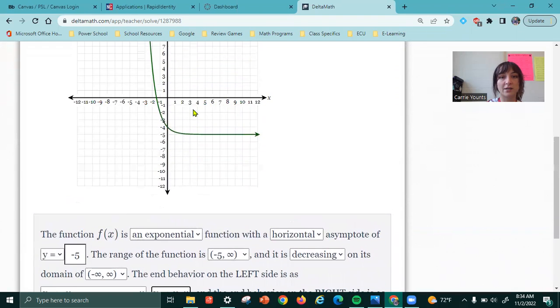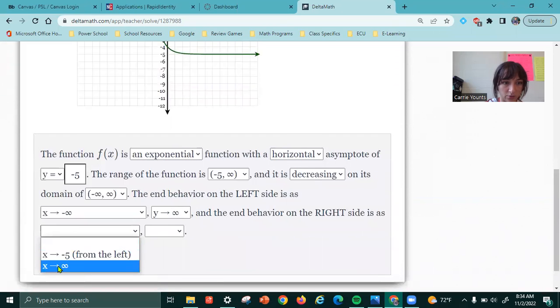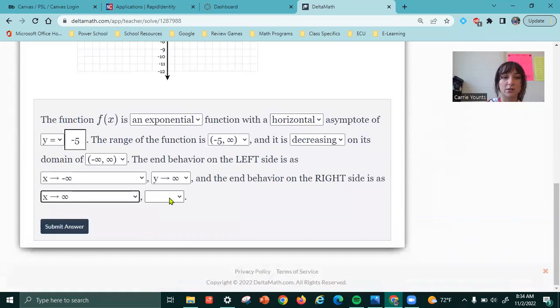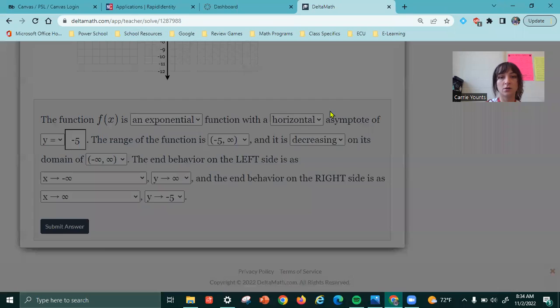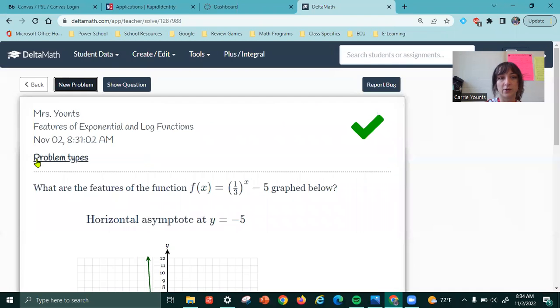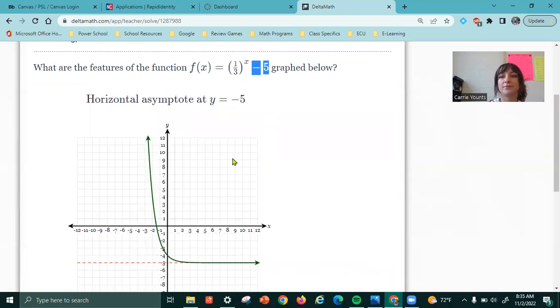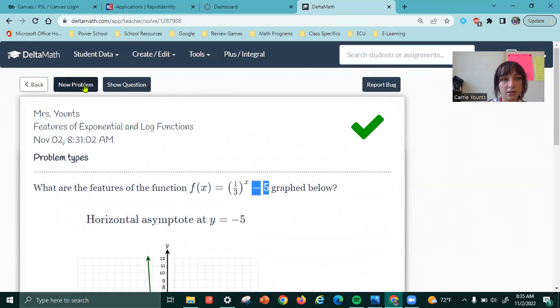And the end behavior on the right, as my x values get really big, my y values are going to approach -5. So they're going to be coming down, and then they kind of level off here at -5 as it goes to the right. All right, let's see how we did. There we go. So the only number that you should be using here is -5. That can help you out with the range of the function and the end behavior. Okay, let's do another one.